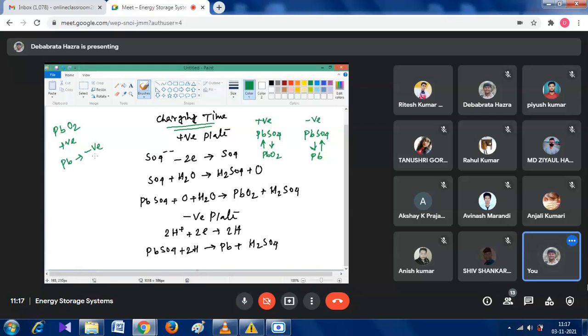The negative plate material is spongy lead, and the positive plate material is lead peroxide, and the process is electrolysis, so there should be a material of electrolyte, and that material is dilute H2SO4.